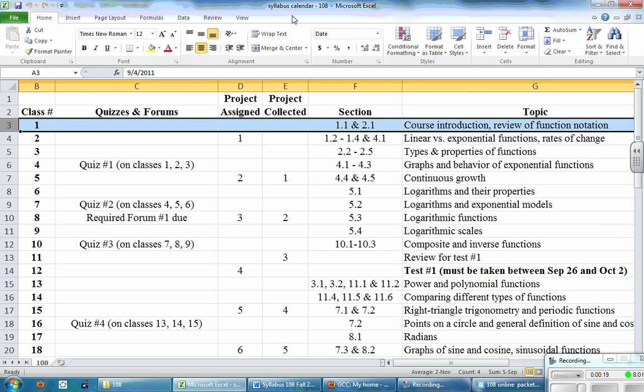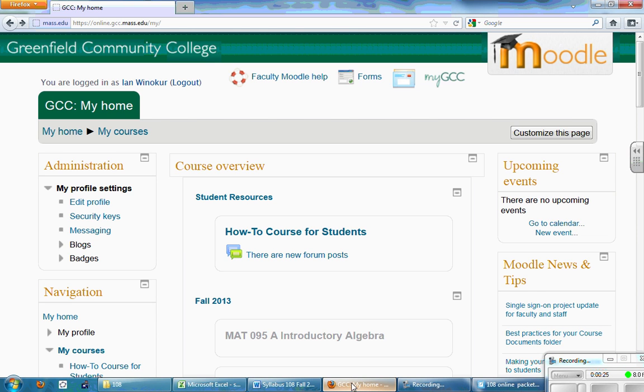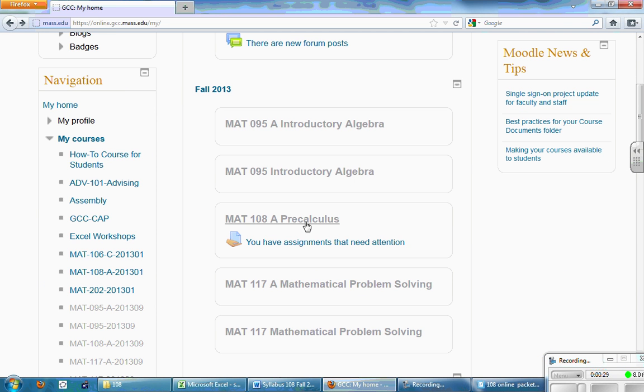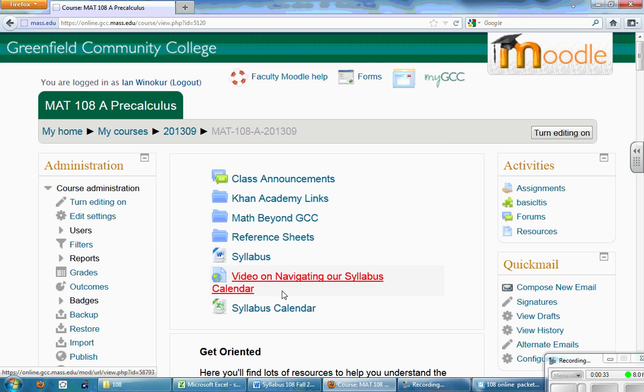This document right here I call the syllabus calendar, and it's an important document, so let's make sure everybody knows how to access it. So if you log into Moodle, you'll see a list of the courses that you're taking. Click on our course. And at the bottom of this very first box is the syllabus calendar. So that's going to live there the whole semester. There's lots of information in the syllabus calendar. So I made a video on navigating our syllabus calendar, so check that out when you have some time.